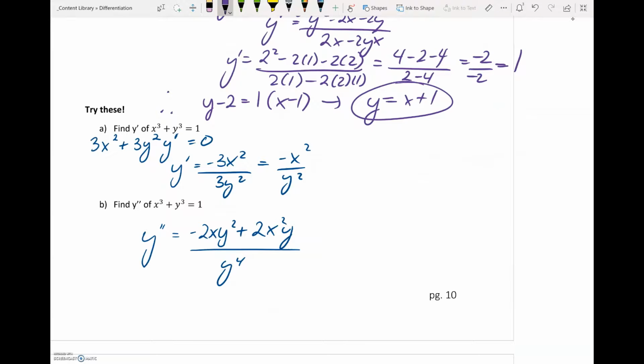In B, we're just going to find the second derivative of our first question here. So we're going to take what we have here and just apply the quotient rule. And then that's it.